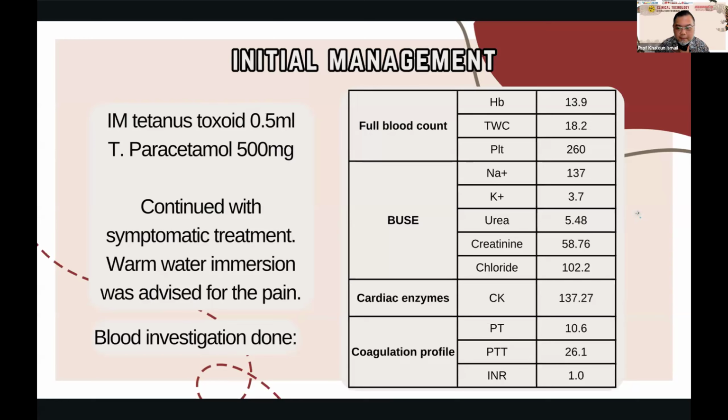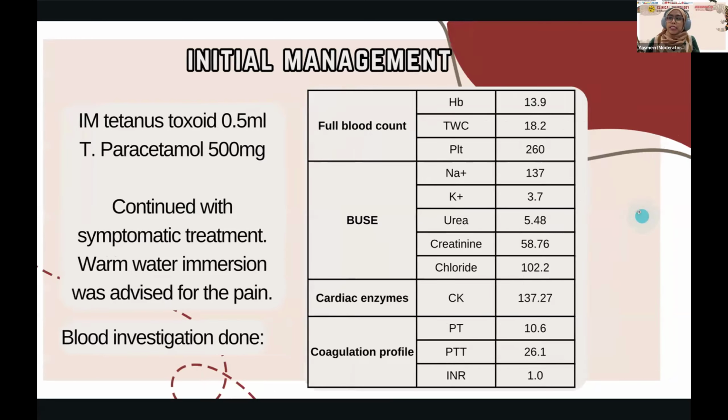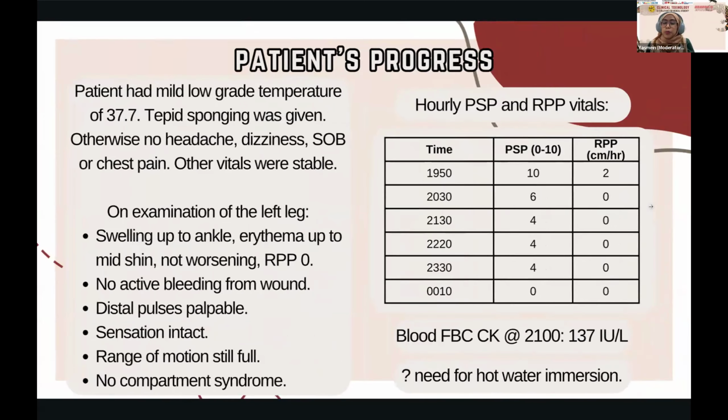What do we have next? Okay. Thank you so much, doctors, for the insightful input. So moving on, this was the patient's progress. Afterwards, the patient had a mild low-grade temperature of 37.7 degrees, so tepid sponging was done. Otherwise, he had no headache, no dizziness, no shortness of breath or chest pain, and the other vitals were also still stable.